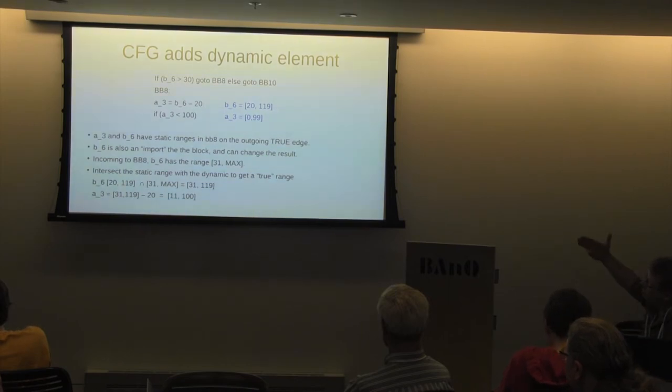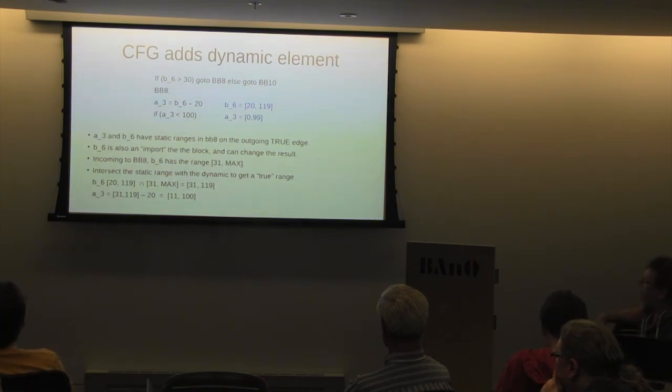But if we know coming into the block that B6 has something else, then we can apply what I call the dynamic aspect. You simply take the static values that you can calculate inside the block and intersect them with any new values, and we can come up with a much more accurate result. So in this case, we know that V6 coming into that block is 31 or greater. When you intersect that with the possible values that the block figures out, you can see that we get more accurate results from the bottom.